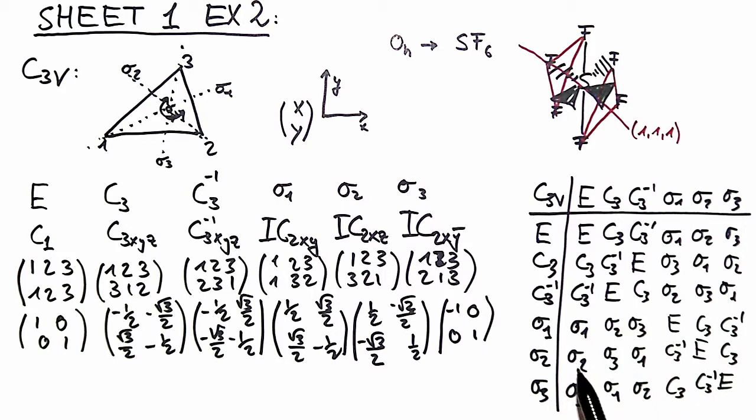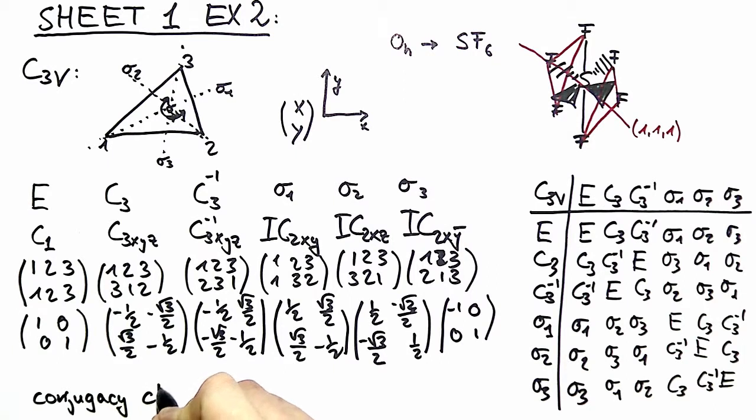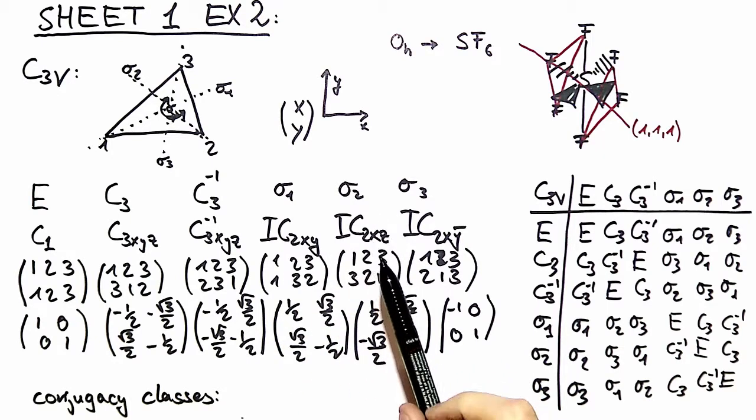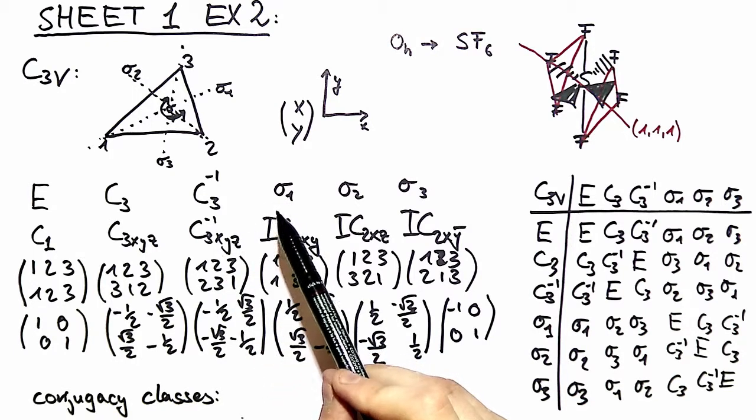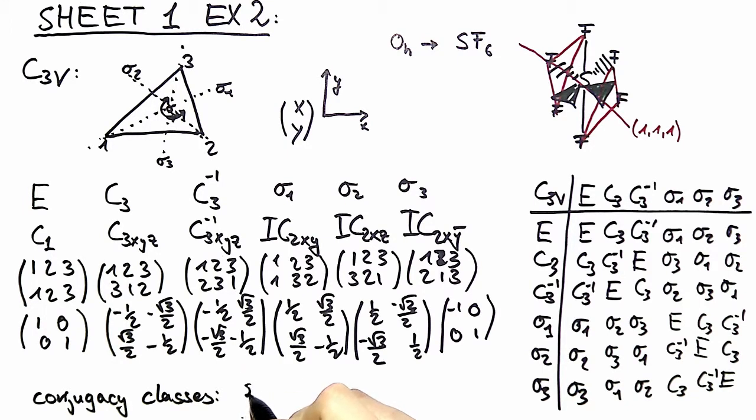So we filled out this multiplication table, and in the last part of this exercise we are asked to find the conjugacy classes. We do that a little more systematically than in exercise one. Again, the results I use here can be found on page 16 of the script. First of all, we know that rotations and reflections must belong to different conjugacy classes because of the inversion element being a part of our reflection. So we must have at least three different conjugacy classes: one containing the identity, a second one containing at least one rotation, and the third one containing at least one reflection.